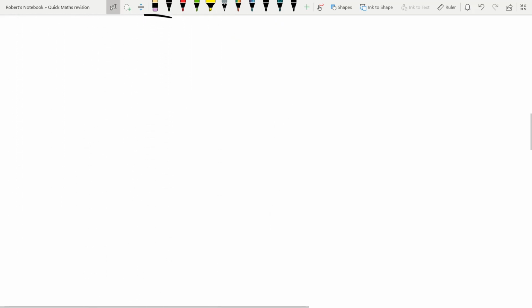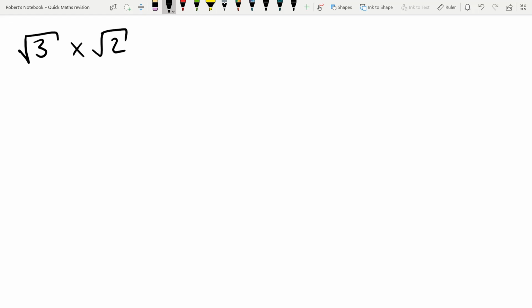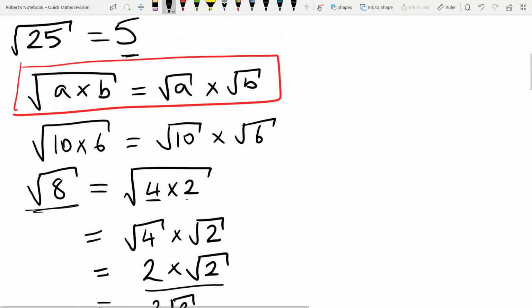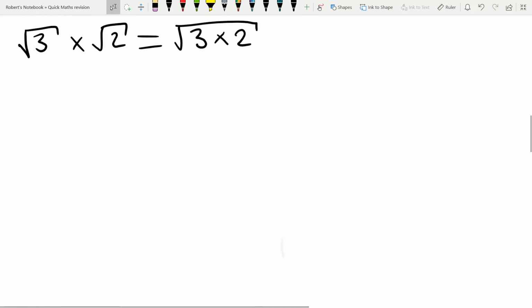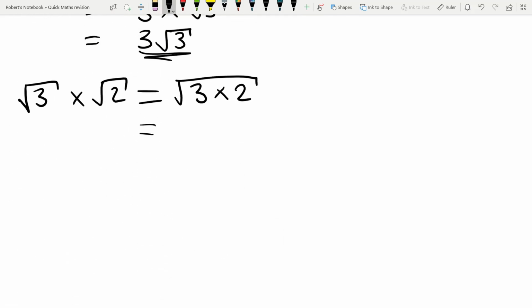We can do it the other way around. So if we had two surds and we were multiplying them together, so root 3 times root 2, we'd do the opposite. We can say that this is the same as root 3 times root 2, all under one square root. So as you can see, we're doing this, but going from right to left rather than left to right this time. So we've got two numbers and then making it into one combined one. And then we can just do simple multiplication to give us root 6.